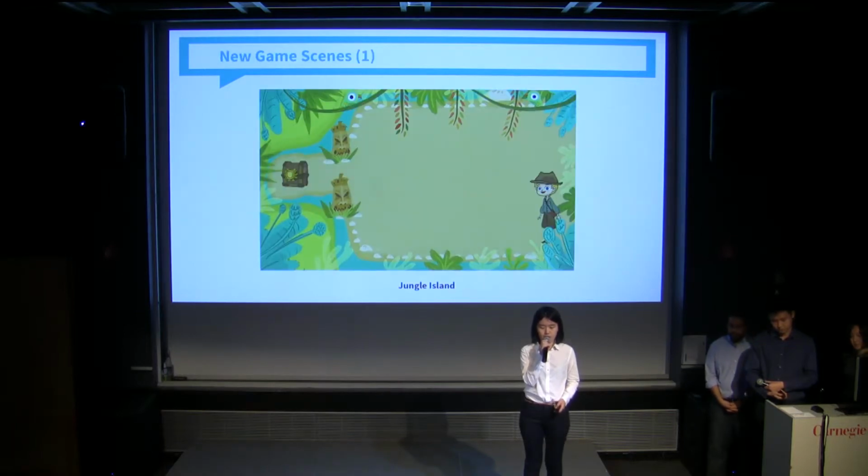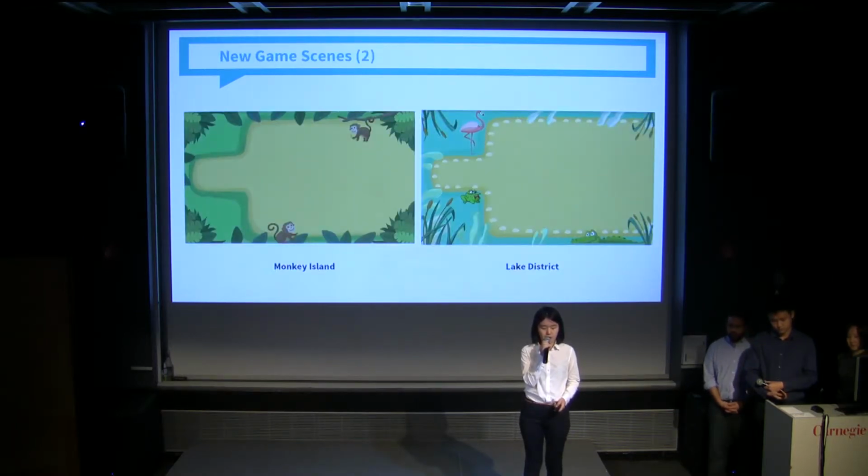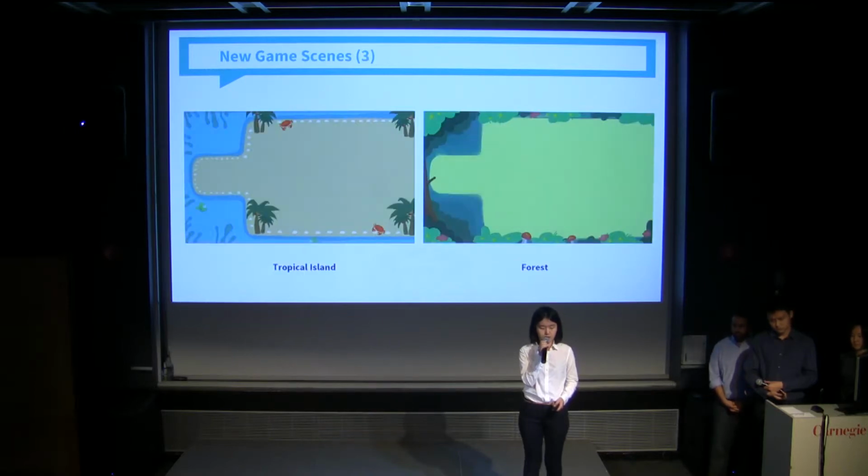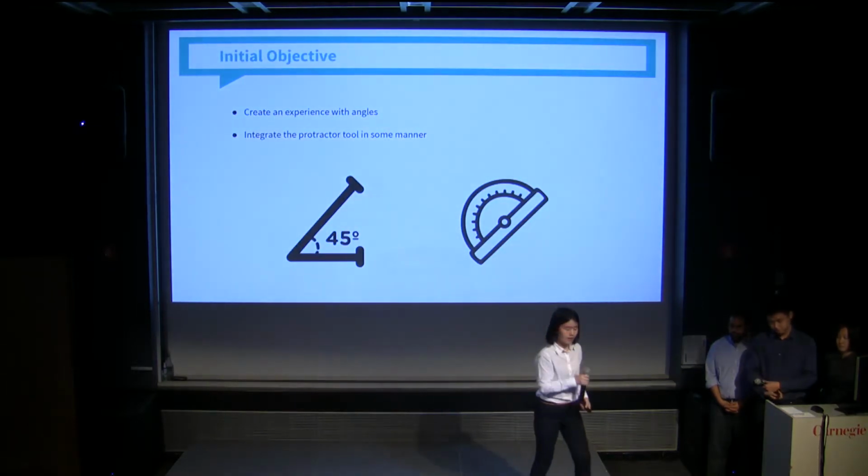We also develop our scenery. We now have 5 different scenery: the Jungle Island, Monkey Island, Lake District, Tropical Island, and Forest. We now make it diversity and interesting so that the players cannot feel bored while playing the entire 30 levels.